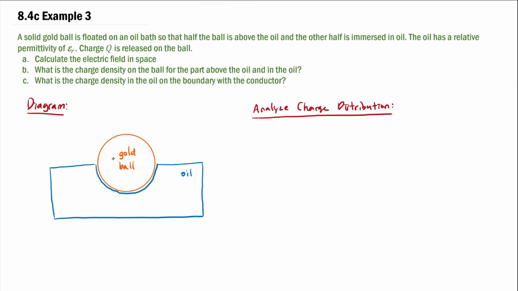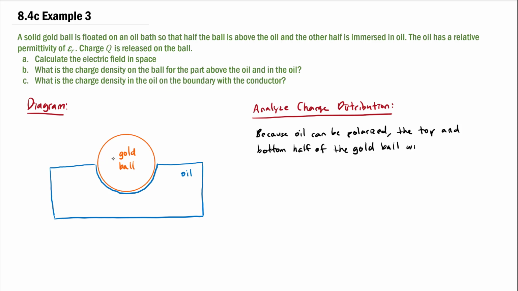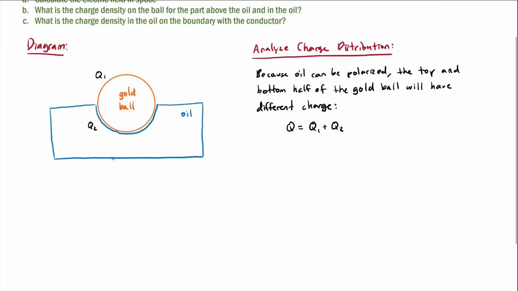So let's just say, because oil is a dielectric and can be polarized, the top and bottom half of the gold ball will hold different charge. But what we can say is that Q is equal to Q1 and Q2. So that is our charge distribution, and we can start solving for the different components now.